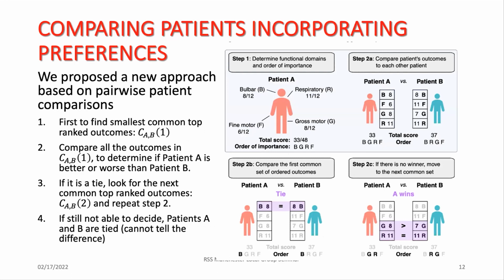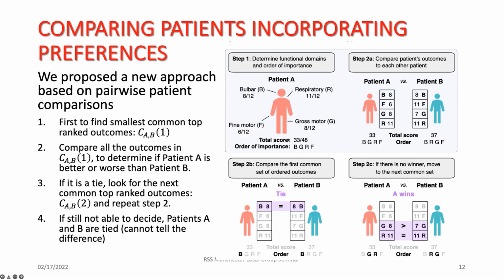First of all, we look for the common top ranking set. Patient 1 and patient 2 in this case have a top common set of B, but the second common top set is BGR, because the first 2 are B, the same. BG and BR are not the same, but at the second level, BGR for the first patient and BRG for the second patient, these 2 sets are common. So we identify from the smallest common set to the largest, growing to the next common set, and we compare their outcomes within the common set.